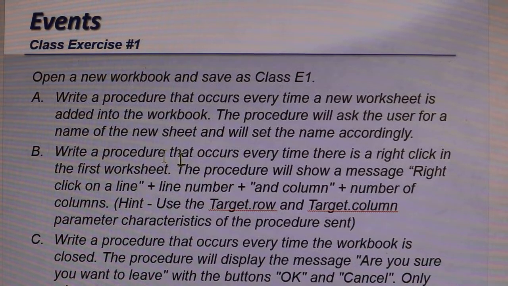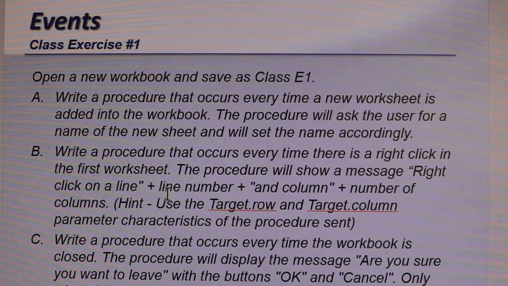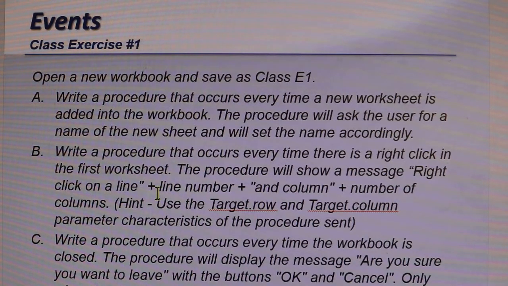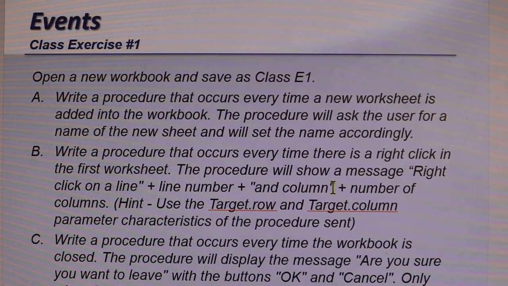Okay? Now let's go back. So I have my event. The procedure would show a message, "Right click on line", which is in quotations, meaning this is what has to show, plus the line number, and column, again with quotations, and the number of the column. Okay, Target.Row and Target.Column. It already says that. Could you have those inside of a message box? So, MsgBox.